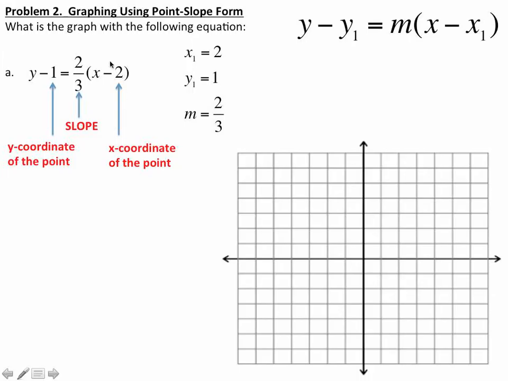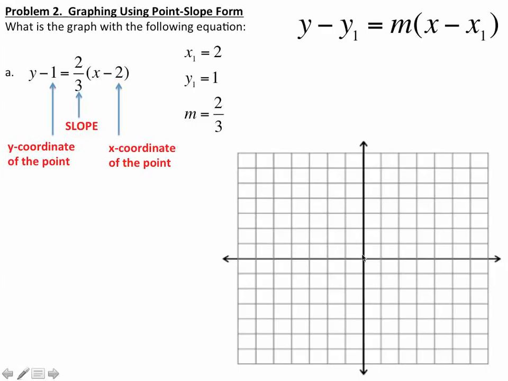Again, be careful. This is not -2. It might look like -2, but since the formula is x minus x1, what you see here is what you get. All right? If it was supposed to be -2, it would say x plus 2, because you'd have x minus -2. We'll look at that one next. But I got a point, (2, 1).